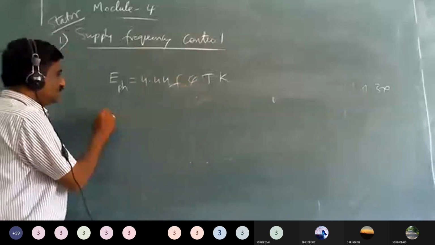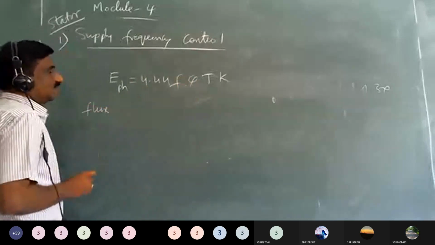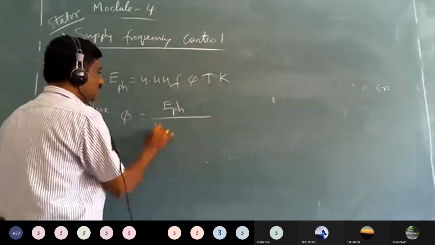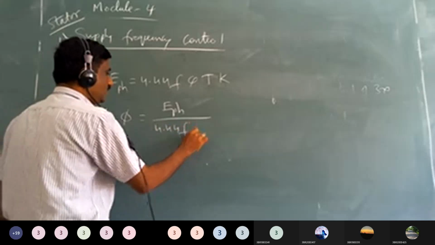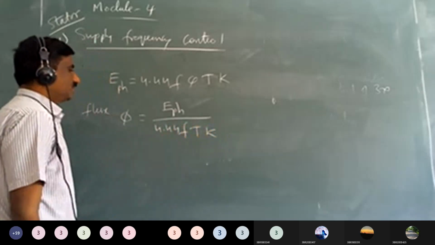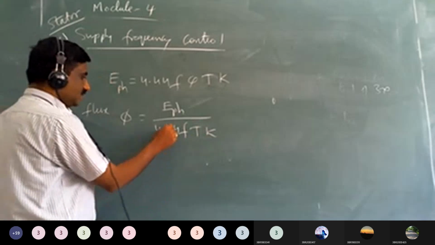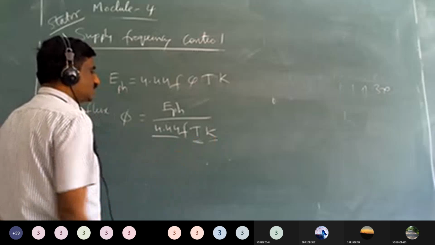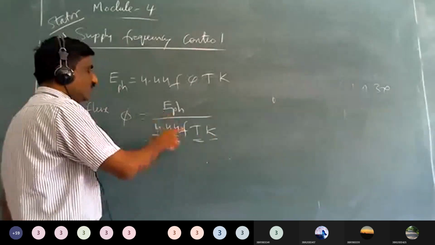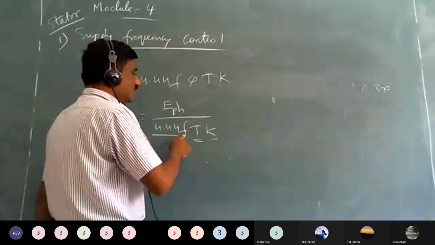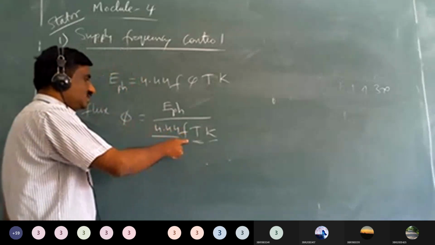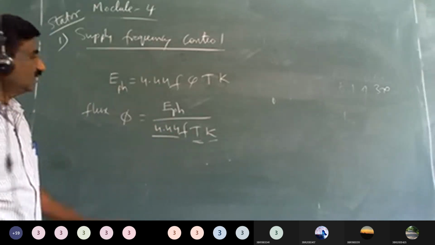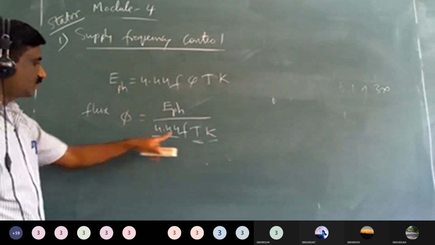So now, what is the flux from this? Phi is equal to, based on this, E_ph divided by 4.44 f into T into K. So from this, what you can understand is 4.44 is constant, number of turns is constant, K itself is constant. So the variables are phase voltage and frequency. The flux is directly proportional to the phase voltage and inversely proportional to the frequency.